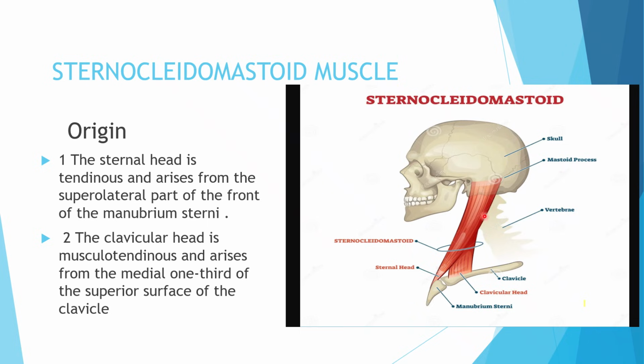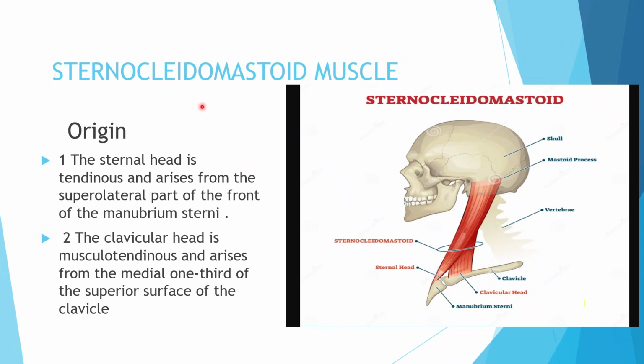This muscle is an important landmark. It divides the side of the neck into two triangles. The area anterior to the sternocleidomastoid is known as the anterior triangle, and the area behind this muscle is known as the posterior triangle. Now in this slide I am going to discuss the origin of this muscle.